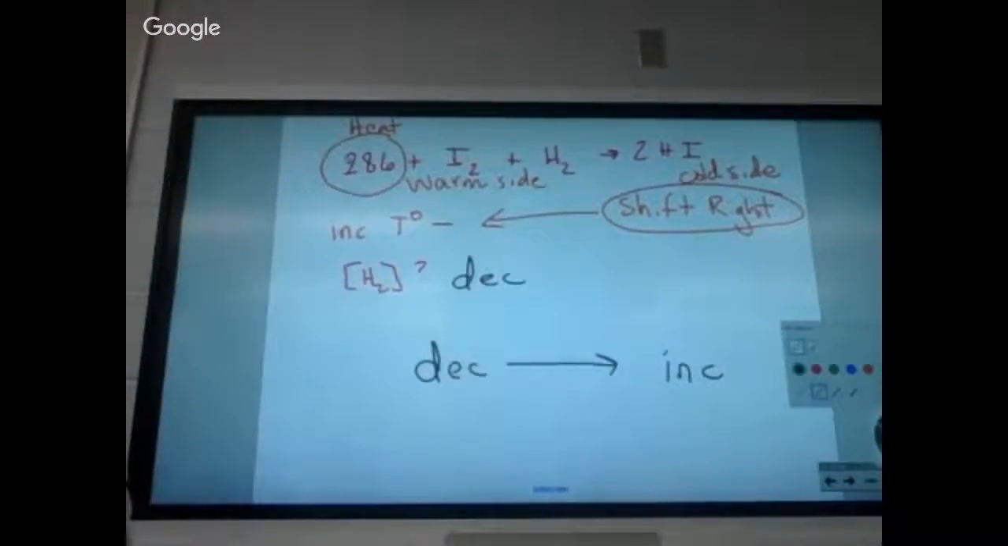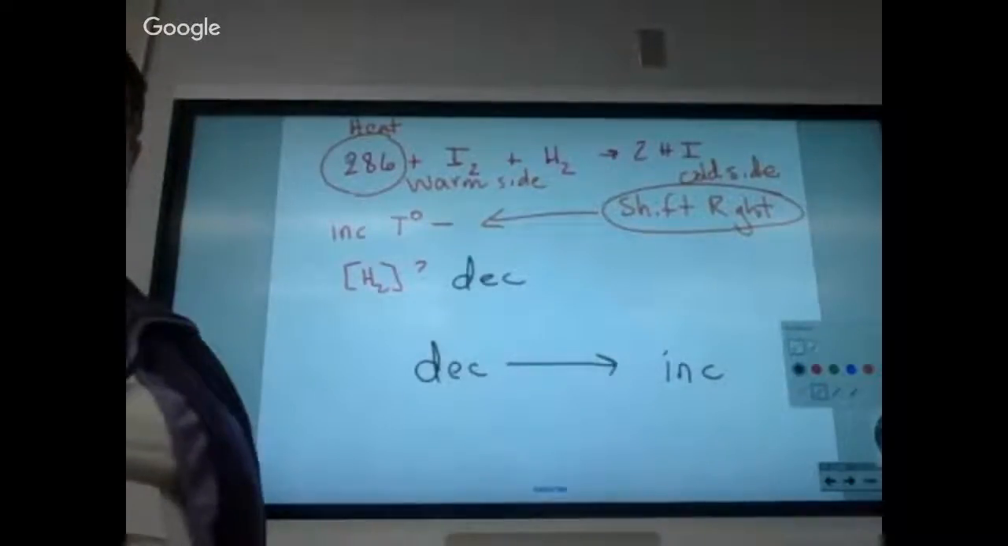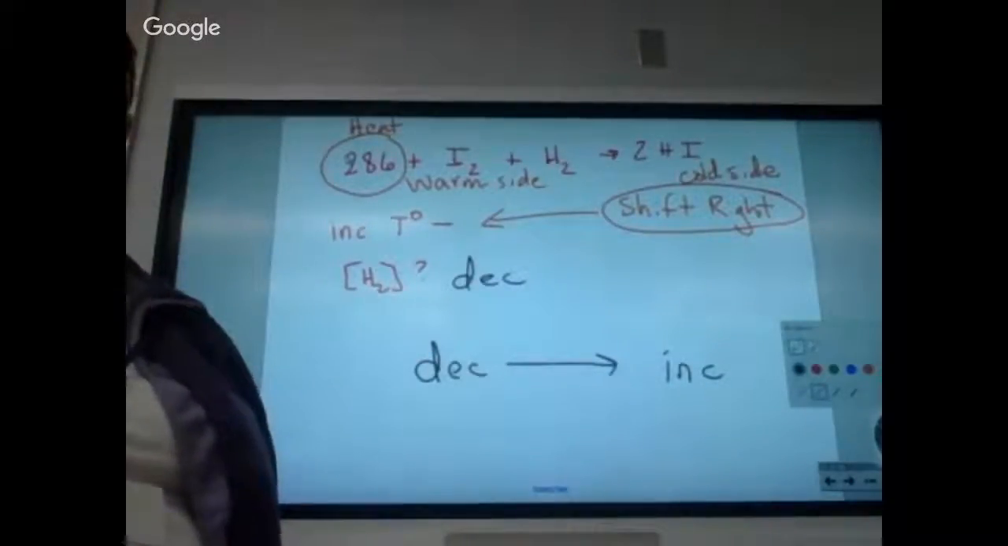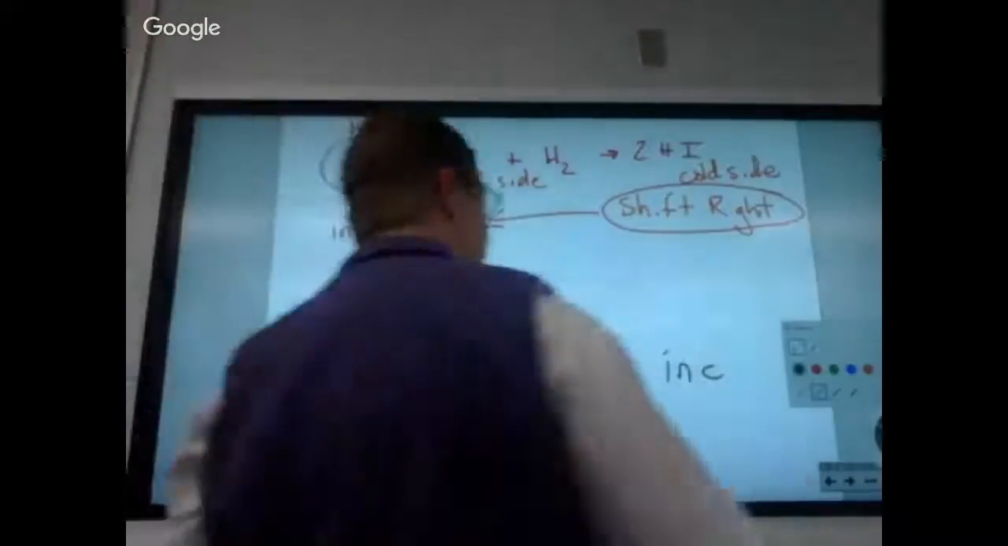Whichever way it shifts will increase. If it shifts right, it increases on the right. If it shifts left, it will increase on the left. That's what Caroline just said. Okay? All right, last one.